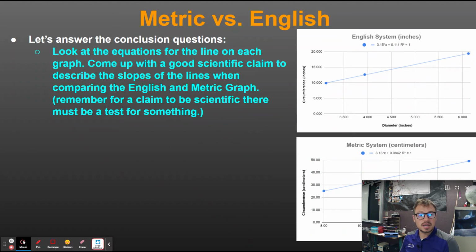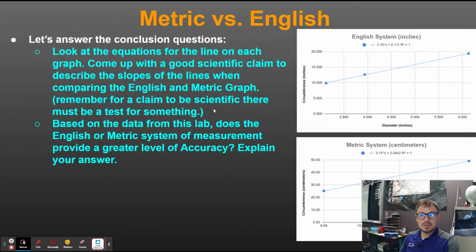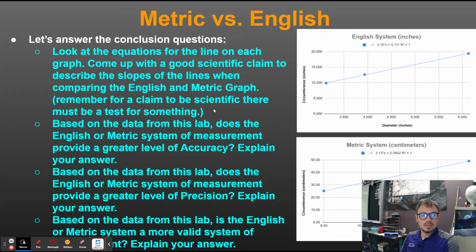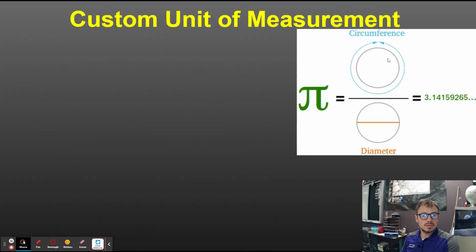It doesn't matter whether it's the English system or the metric system. The slope of this line is going to be the same when I'm graphing centimeters over diameter, right? Now remember, slope is rise over run. So centimeters divided by diameter, right? If you look at this, it's just going to be pi. The circumference divided by diameter, that ratio, no matter what unit you're using, is going to be pi.